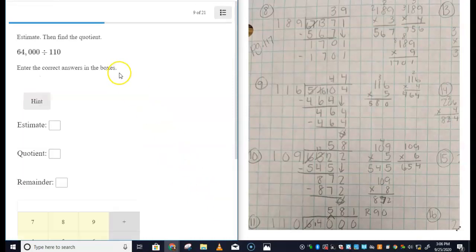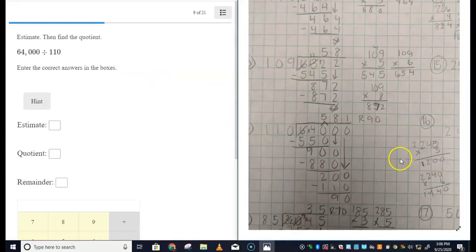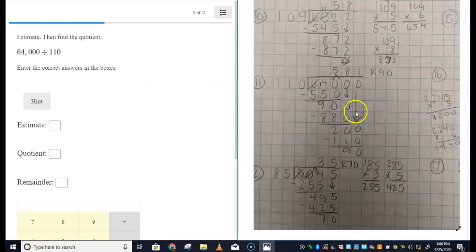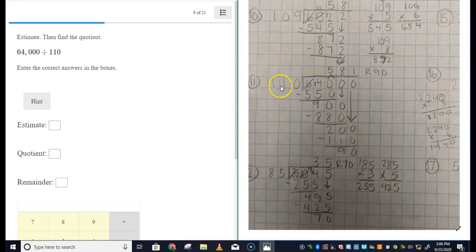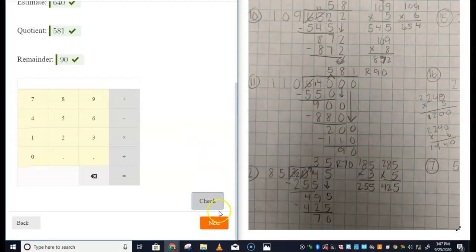Okay, we're moving on to 64,000. Right here, 64,000 divided by 110. Your estimate should have been around 640. Your quotient was 581. And you had a remainder right here of 90. Next.